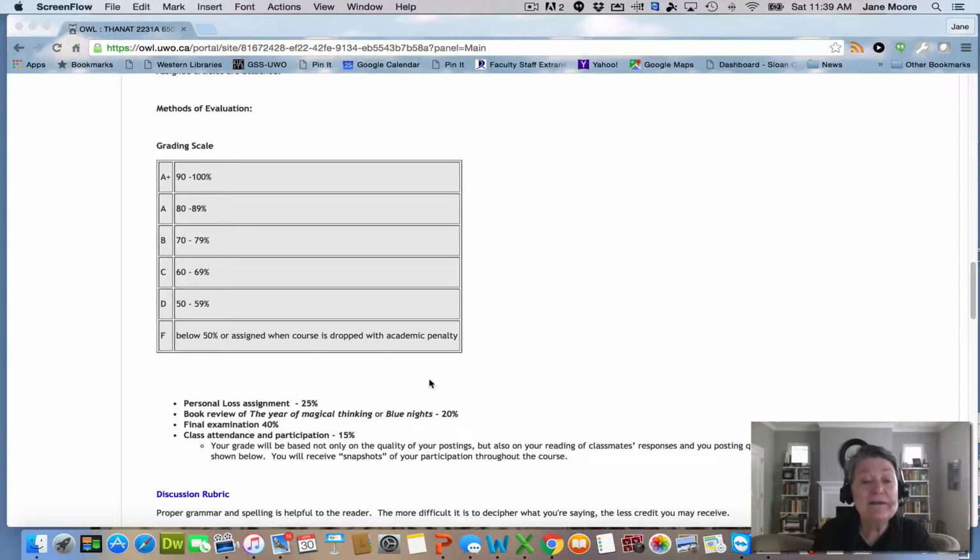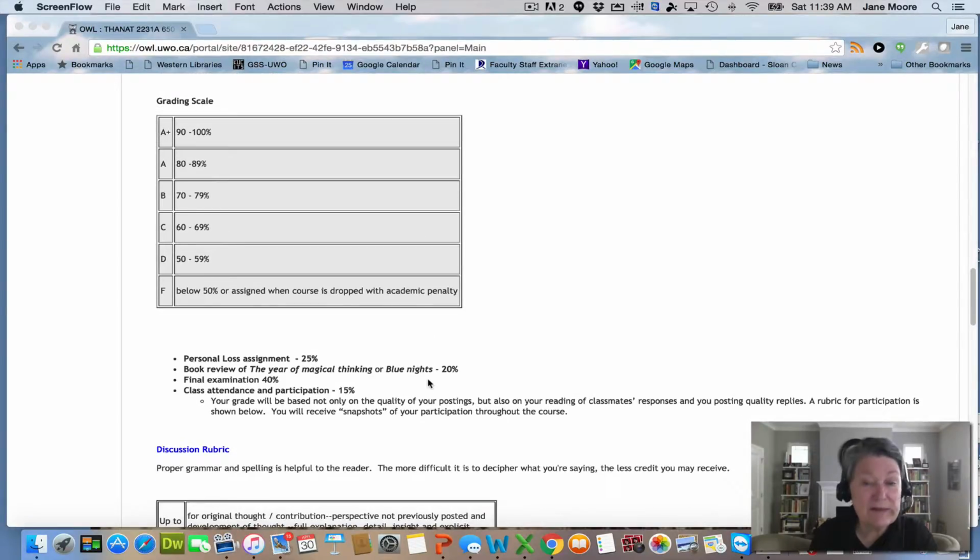Your personal loss assignment is 25% of your grade. The book review is 20%. Your final exam is 40%, and your class attendance and participation is 15%. During the course, you'll receive snapshots of your participation throughout the course, which will give you and me a sense of how you're doing in the class.